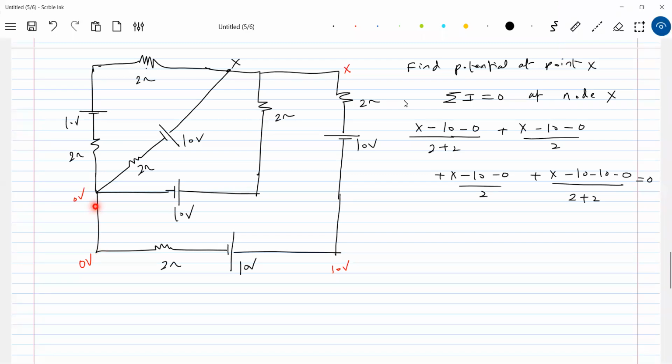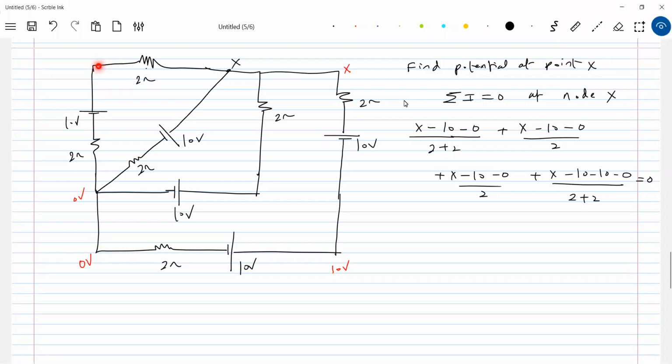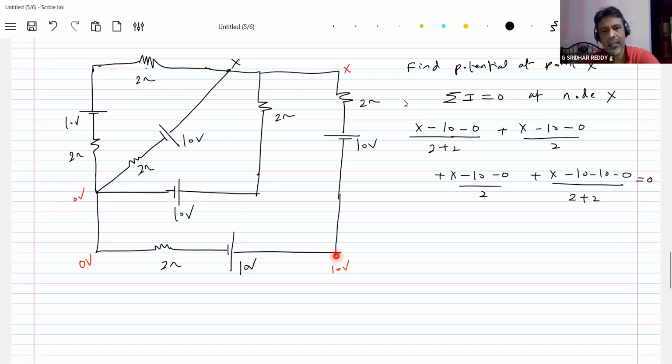It's an arbitrary choice. You can ask why I took 0 here only: can I take 0 anywhere? Like, I'll make this one 0. Yes, if you want, you can make it. Student: Sir, how did you get 10 volt potential at the end junction, sir? Here, yes sir. It's the potential difference, it's not 10 volts.